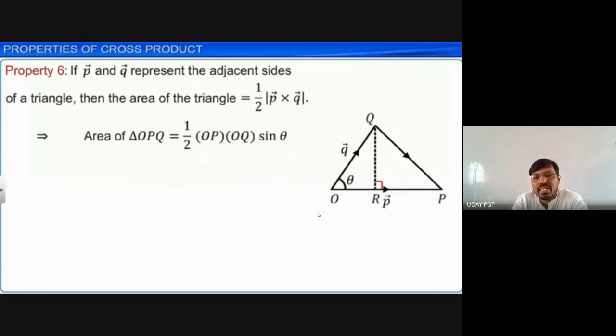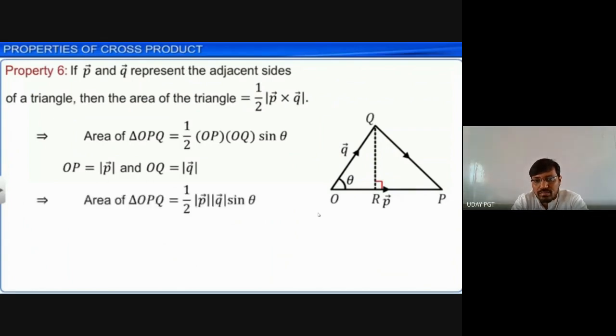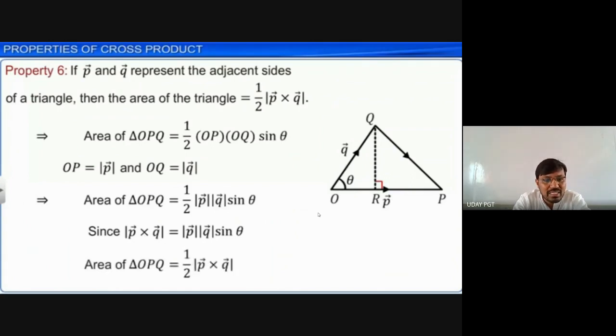OP is nothing but the magnitude of P vector, and OQ is nothing but the magnitude of Q vector, into sin theta. So that's why, with magnitude of P vector, magnitude of Q vector into sin theta, we are getting half into magnitude of P. And here this will be represented as the magnitude of P cross Q, which is the magnitude of P into magnitude of Q into sin theta.